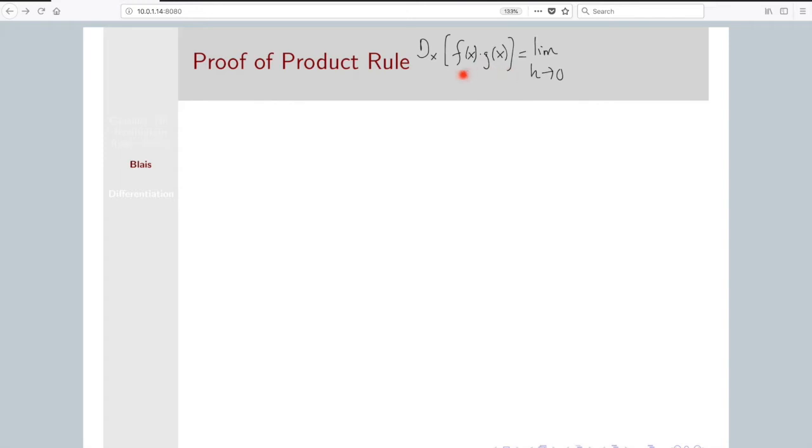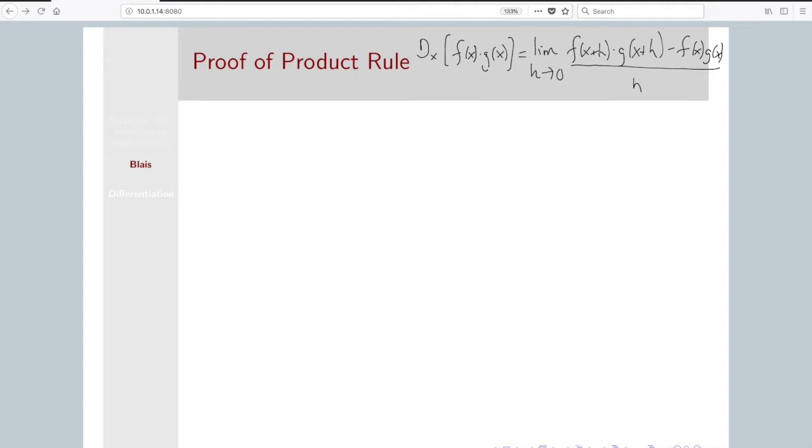Evaluate this piece here at x plus h. So first we have f of x plus h times g of x plus h, minus this expression evaluated just at x, so f of x times g of x, all over h. And we now simplify this.